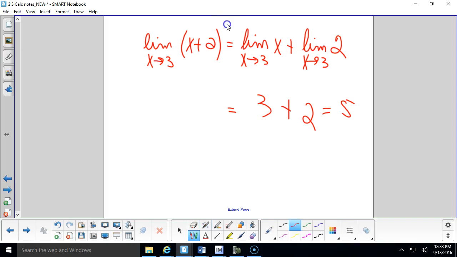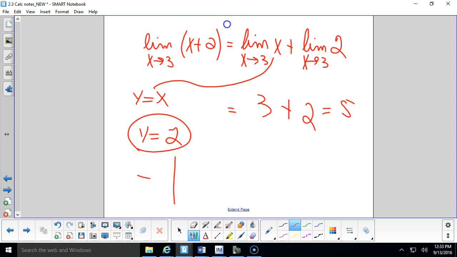Because what this really is, it's like the equation y equals x. But this is like the equation y equals 2, so that's just a horizontal line. And so, as x gets closer and closer to 3, it's still just 2. So this one is approaching 3, this one is approaching 2, and the sum of them is approaching 5. Now, here's why we don't use this.